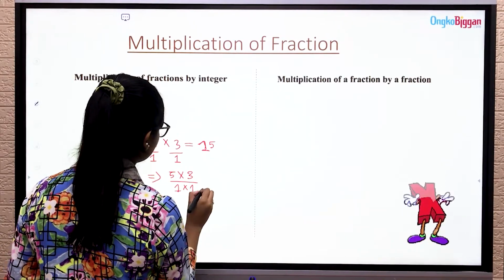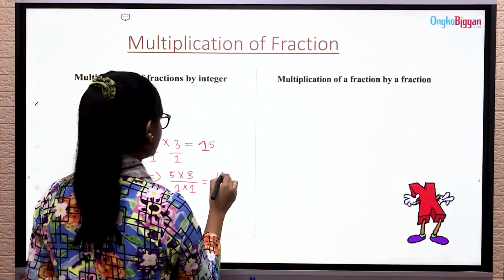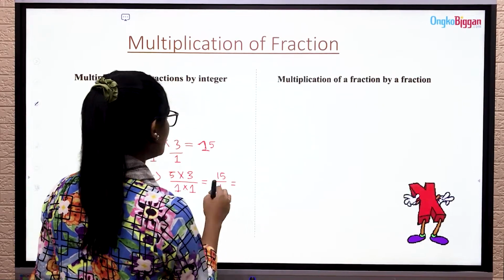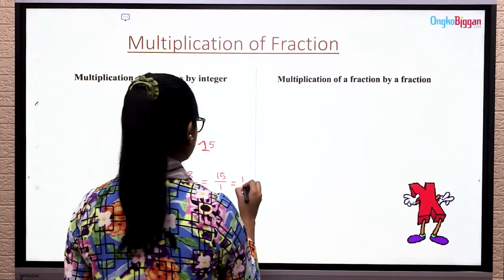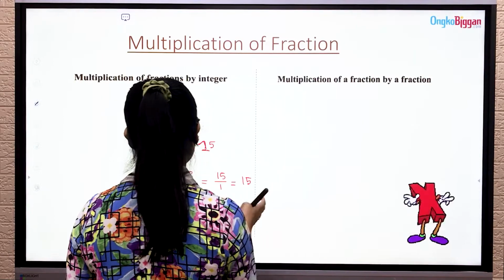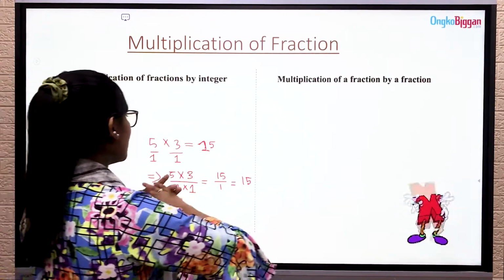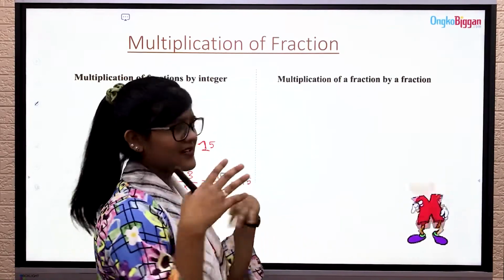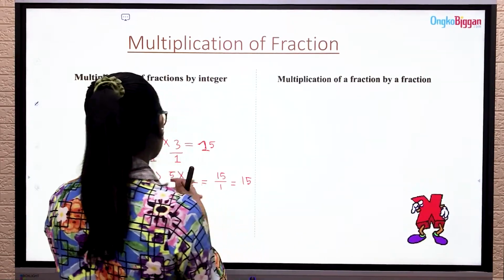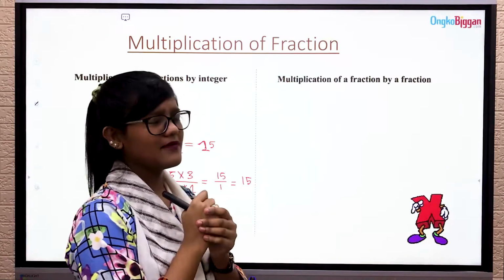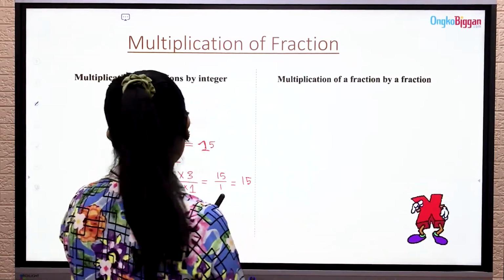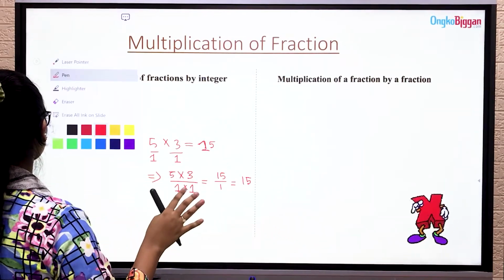and 1 is also multiplied by 1. That is 15 by 1. We know 15 by 1 gives 15, so we keep it like this. But as 1 does not affect the calculation, you can write it either way. It doesn't make a difference.